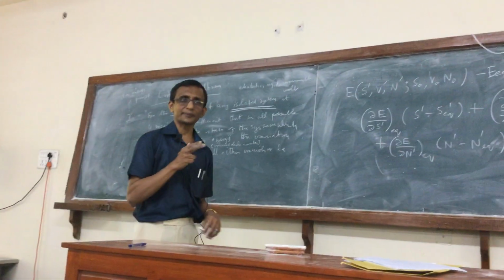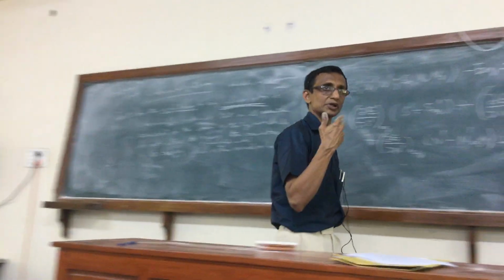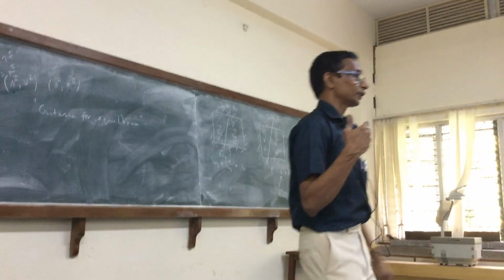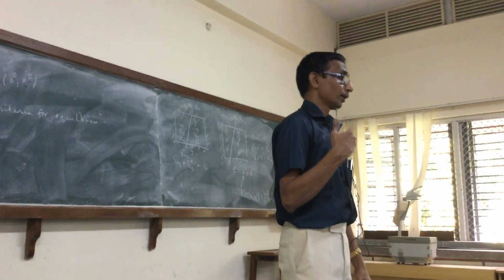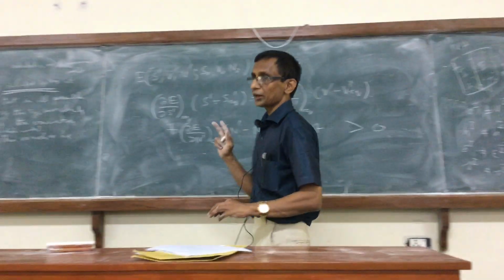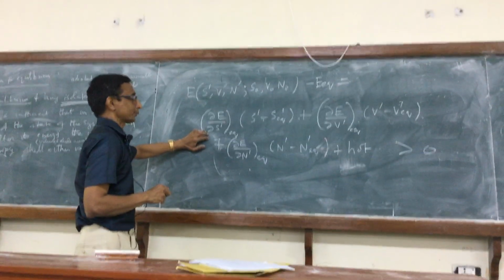Modify it, we make it a strict inequality. That means we are giving a stronger condition than Gibbs, that no other state can have the same internal energy as the equilibrium state. Right? So now, the crucial step here is the way I write dE by dS prime.